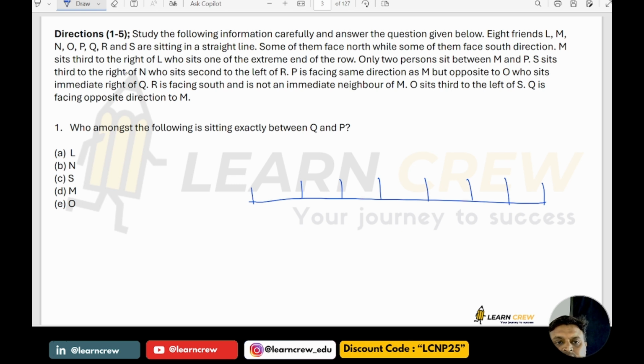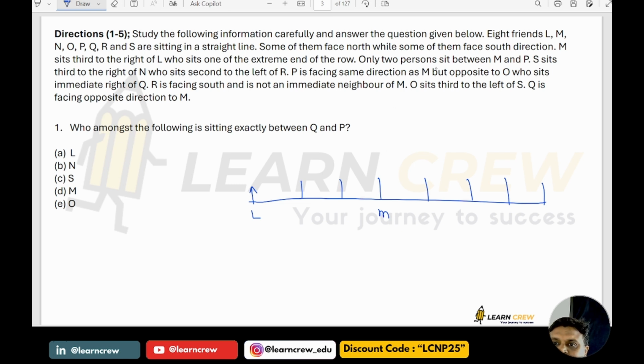M is third to the right of L, who sits on the extreme end of the row. I am taking L as facing north, one possibility. One is L facing north, the other is L facing south. If L is facing north, he will be here. If L is facing south, he will be here. And M is third to the right of L. So first right, second right, third right. So M would be here.